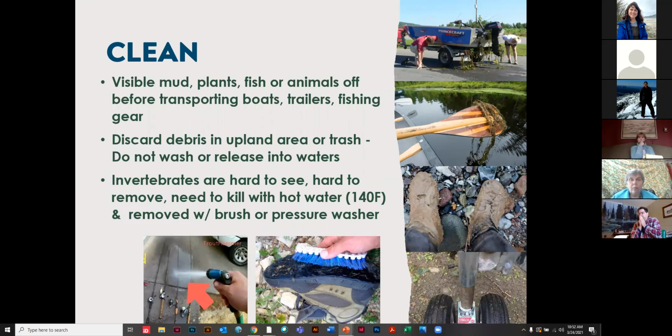And invertebrates, so, you know, zebra mussels, when they are larvae, are invisible to the naked eye. And spiny water flea and fish hook water flea are also invertebrates that are incredibly hard to see, but incredibly damaging. They're hard to see and they're hard to remove. So best practices, especially if you're in waters where you know these things are present, is to wash with hot water, that's 140 degrees Fahrenheit, and remove physically with a brush or a pressure washer.